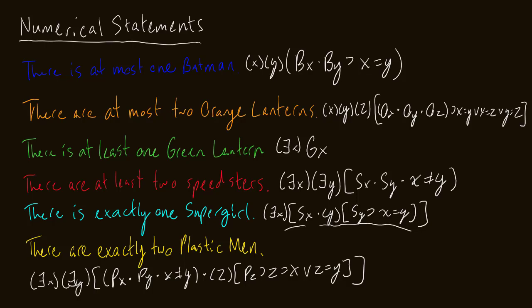But as long as you know the idea, as long as you know how to say there is at most and there is at least, and then know that saying exactly is just conjoining the two statements, you'll know how to do this. So that's all there's going to be for this video.